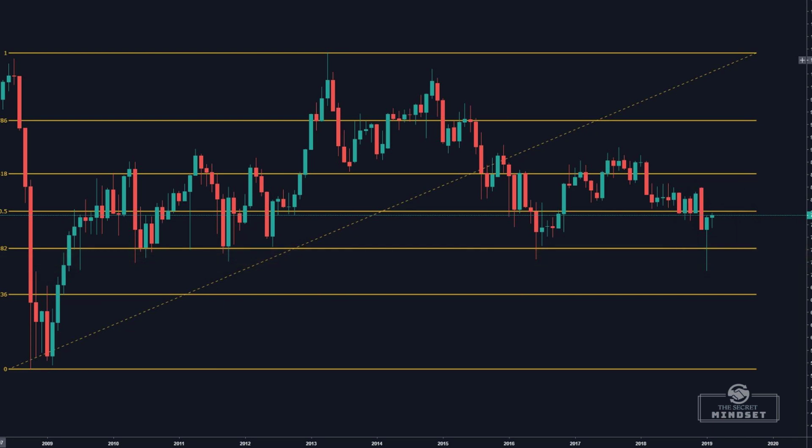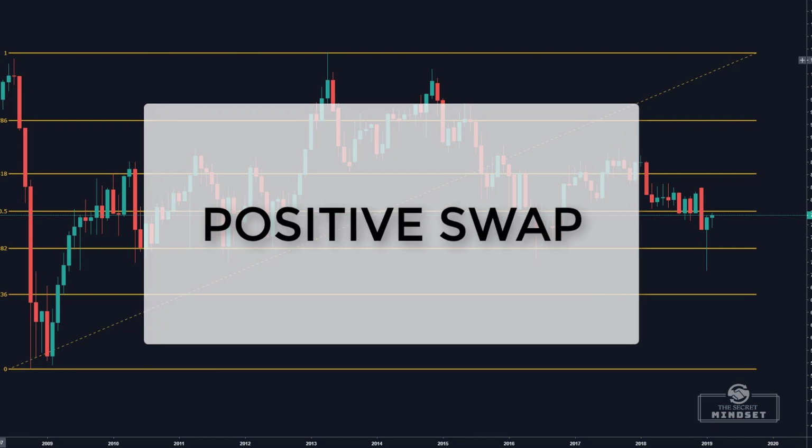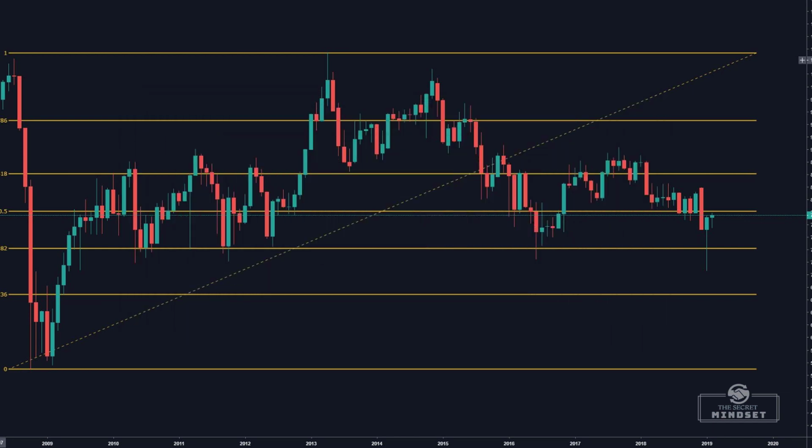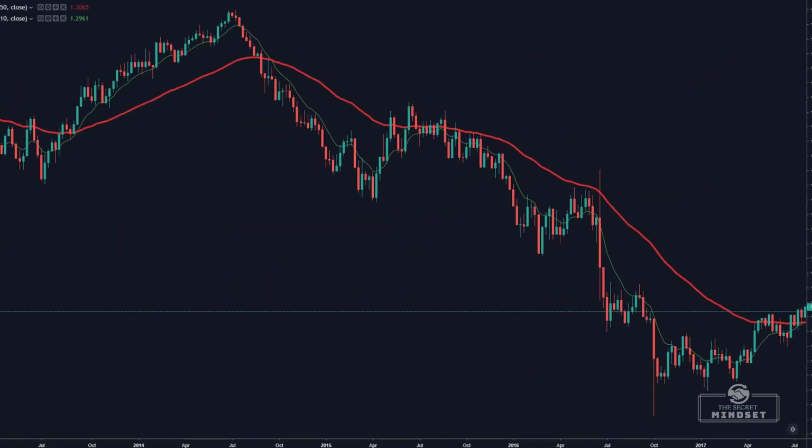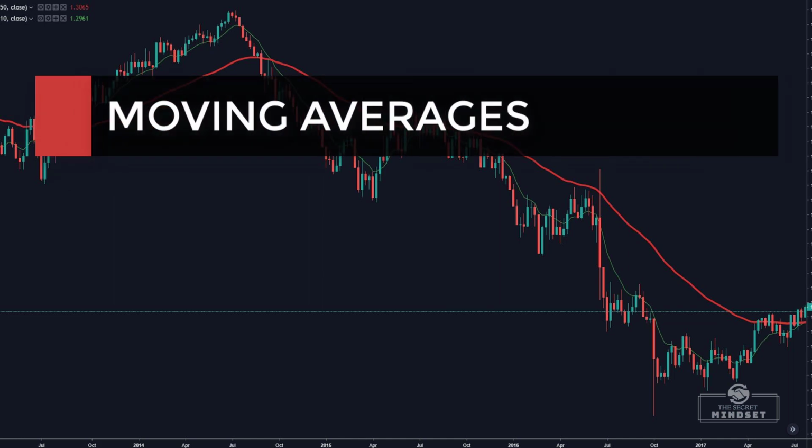The long position on the instrument is related to a positive swap, and the profit of such a transaction would be even greater if the currency pair would continue to move upwards. Another position trading strategy involves moving averages.